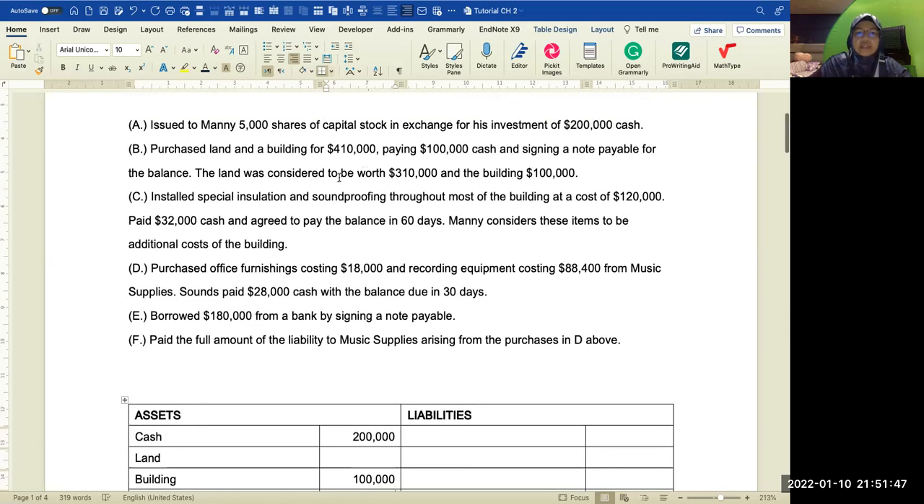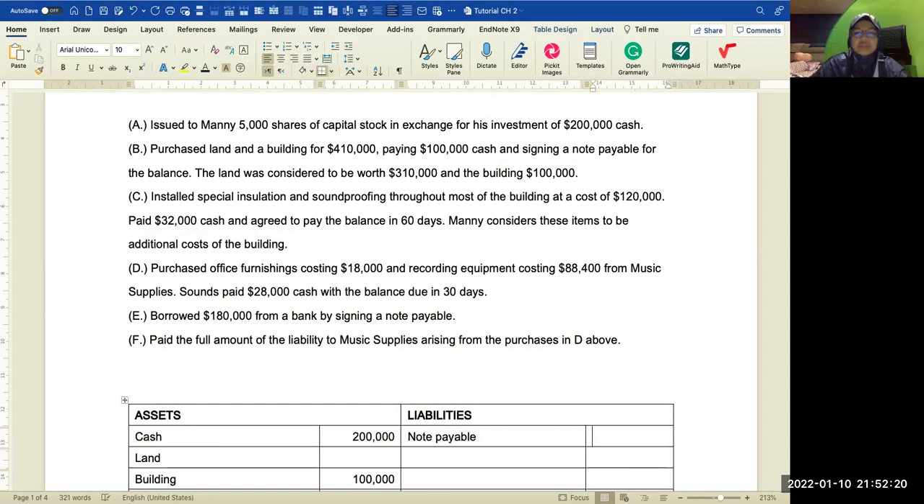No, because it's stated here. It's clearly stated here. Oh, okay. I didn't see. Sorry. The land was 310 and the building is 100,000. Oh, okay, got it. Okay. So paying the 100K, which is not accounts payable. Under liabilities, you have a note payable. How much is your note payable? 100,000.